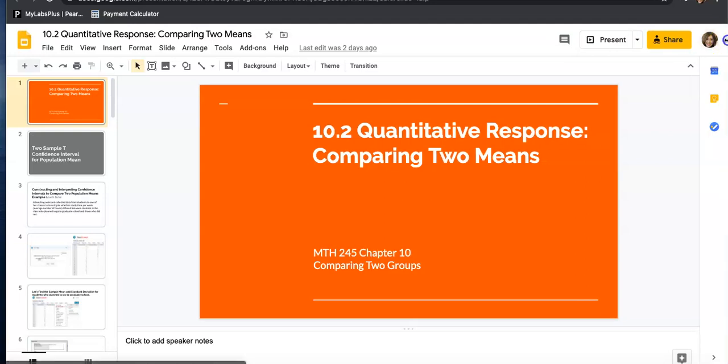In this lesson, we will go over section 10.2. We're going to be comparing two population means. In the first section, 10.1, we compared two population proportions. It's very similar. We're going to do confidence intervals to estimate the population mean.